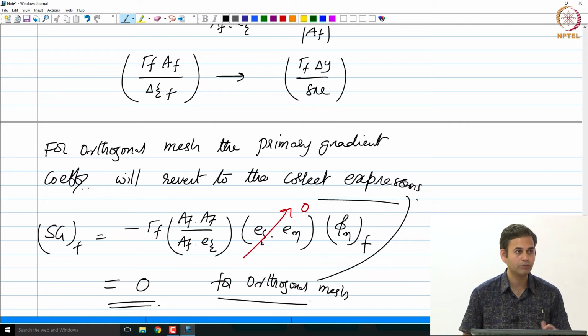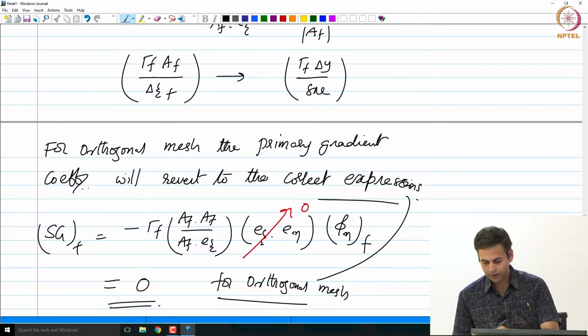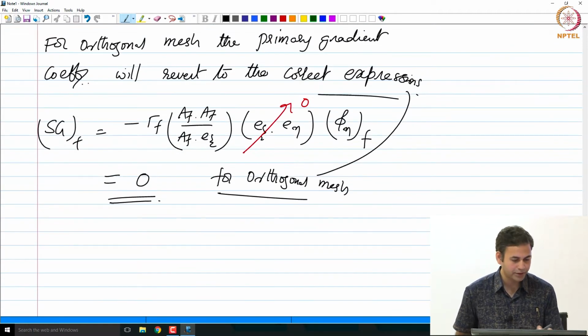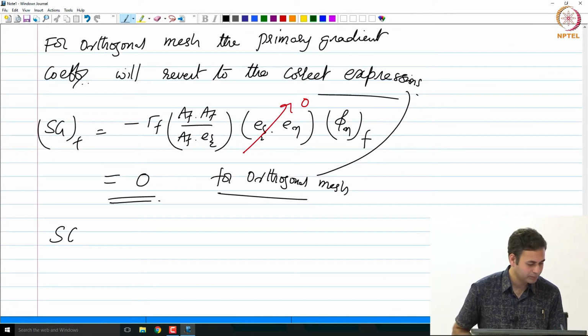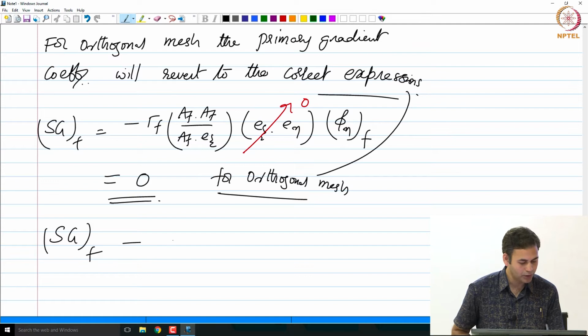Or the formulae that are derived for orthogonal mesh would be obtained. Fine. Everybody all right with this? Now, the thing is the calculation of secondary gradient is somewhat problematic.